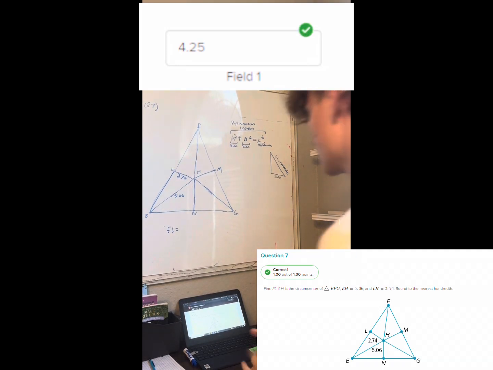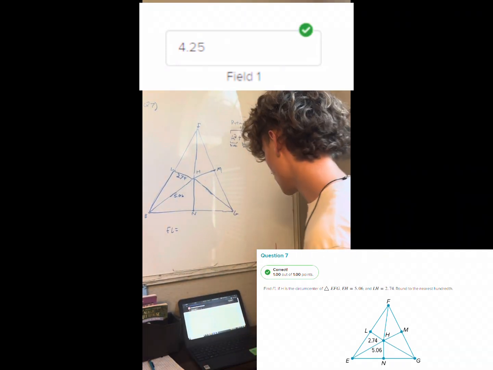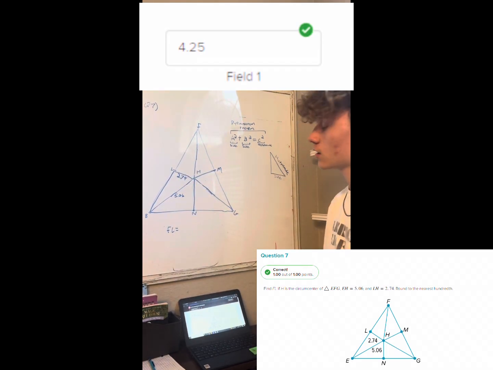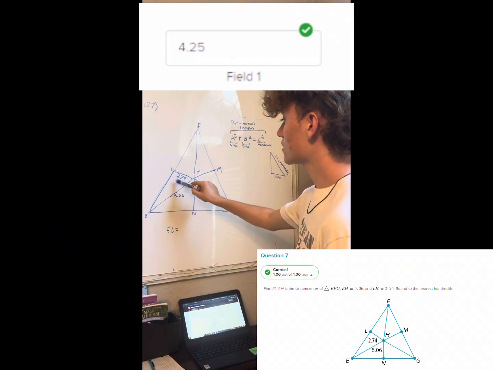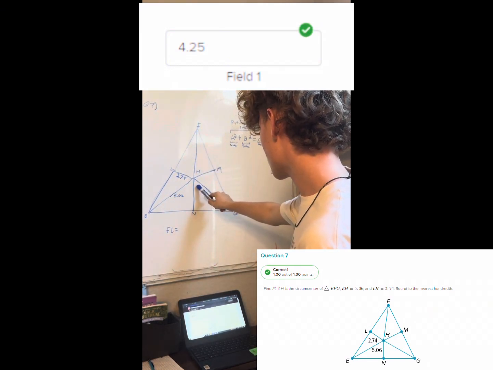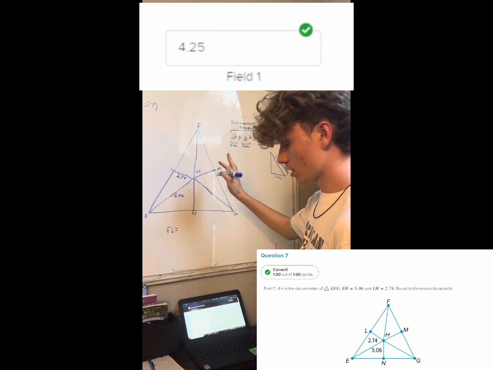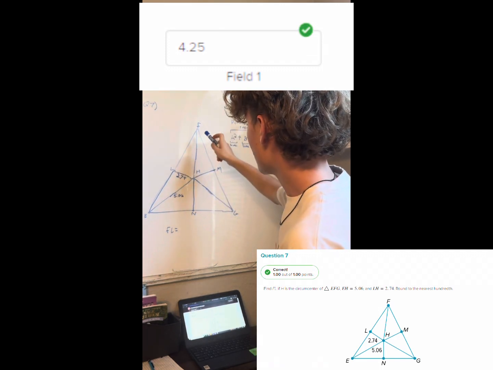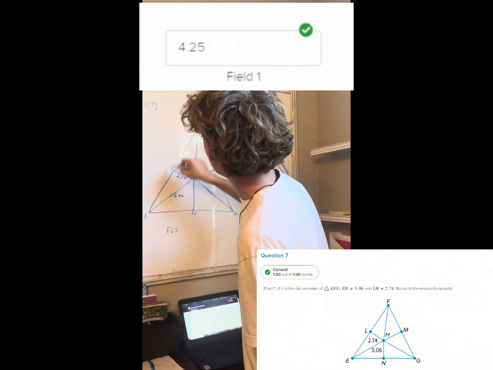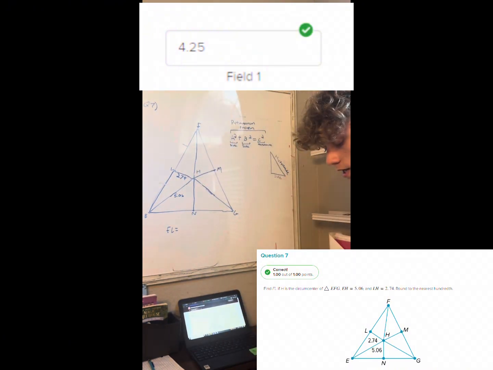All right, question 7. So for this one, we're solving for FL. To get FL, we need to understand that this height is the same for both sides. And because this is the circumcenter, we also understand that both of these, LE and LF, are equal. Okay? So we're solving for FL.